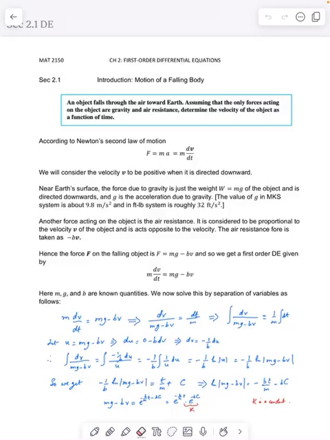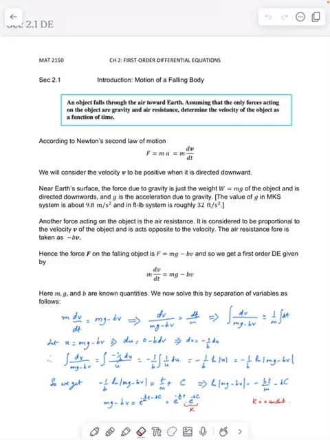Also, section 2.1 is just an introduction section, so there are no questions or exercises at the end of this section, but we want to be introduced to some special kinds of first order equations, which are derived from real life problems. So here we are going to discuss the motion of a falling body, or motion of a free fall body.